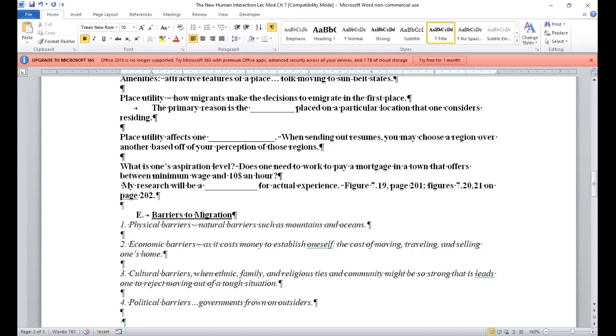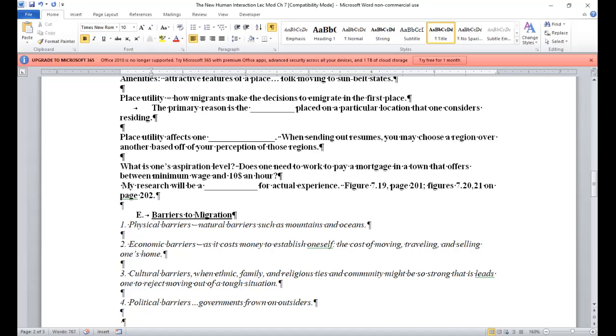So incentives to migrate may be counterbalanced by migration barriers, and there are four of them. First one, physical barriers, right? Those natural barriers, such as mountains and oceans. Economic barriers, right? It costs money to do it. Cost of moving, traveling, selling one's home. Very burdensome, can be.